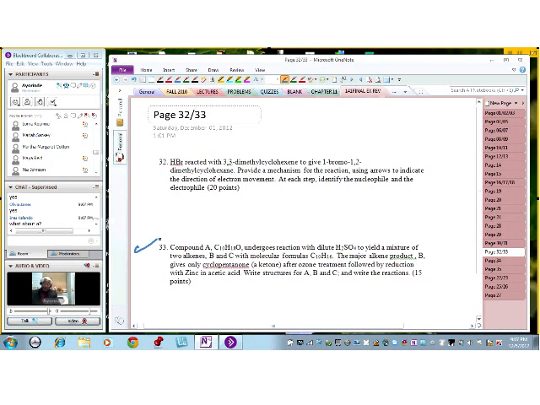Ryan, can you go ahead and read 33 for us? Compound A, C10H18O, undergoes reaction with dilute H2SO4 to yield a mixture of two alkenes, B and C, with molecular formulas C10H16. The major alkene product, D, gives only cyclopentanone, a ketone, after ozone treatment, followed by reduction with zinc and acetic acid. Write structures for A, B, and C, and write the reaction. Okay, very good, and thank you.